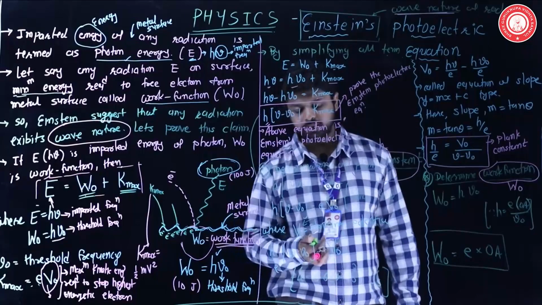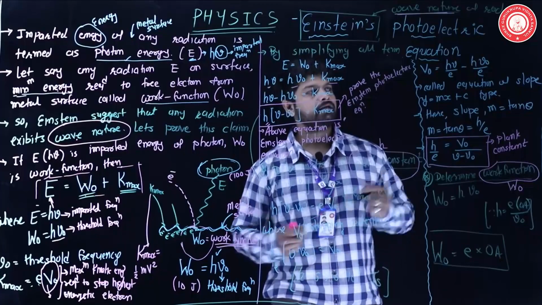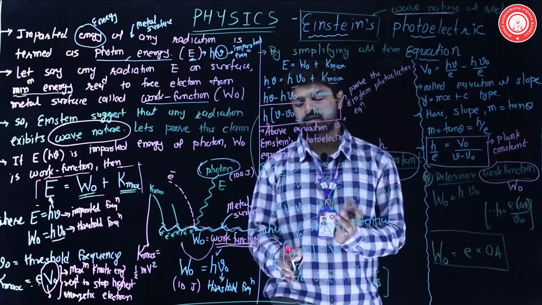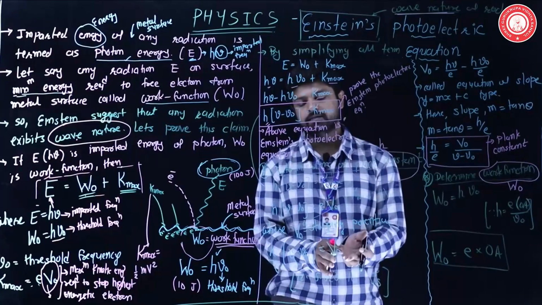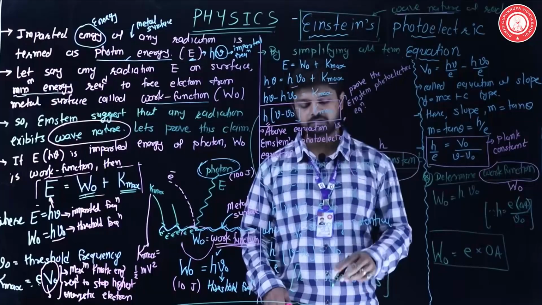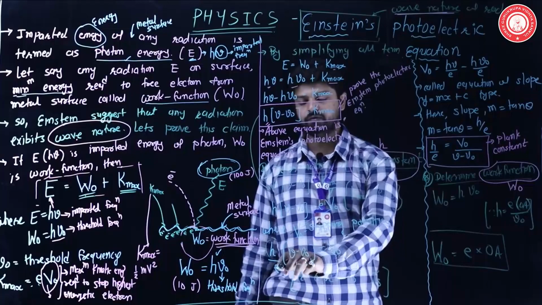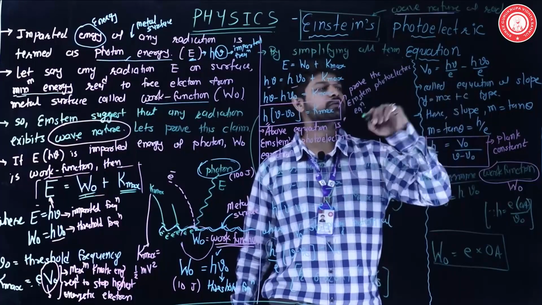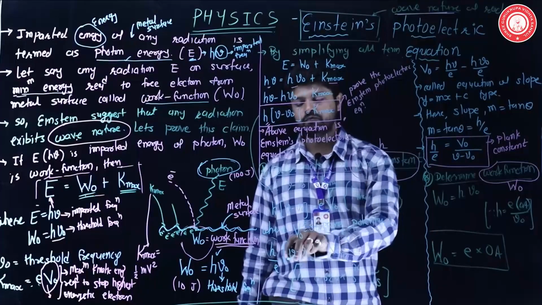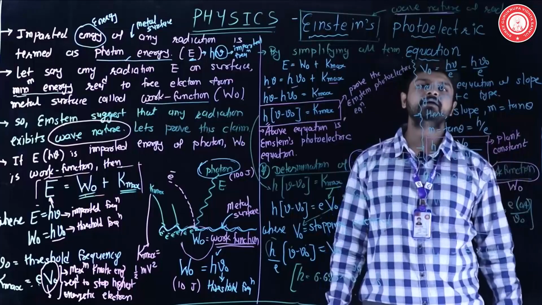Now, further I can simplify this equation. hν by e, V0 stopping potential. I have changed the sequence: my RHS now will be in my LHS, and my LHS will be in my RHS. Stopping potential V0 is equal to hν divided by e minus hν0 divided by e.